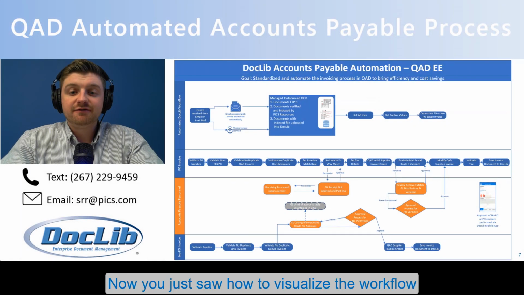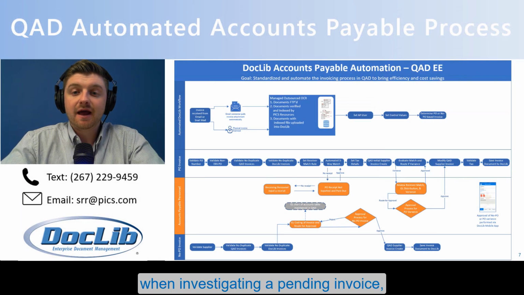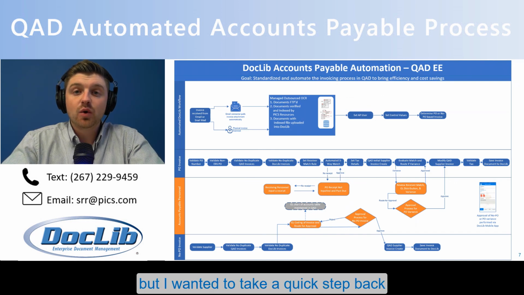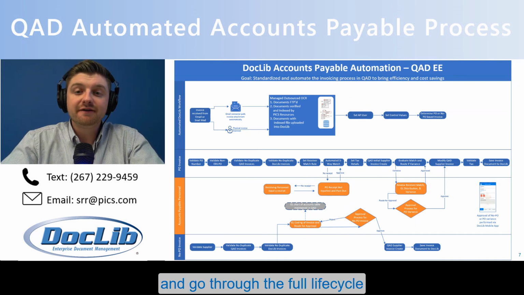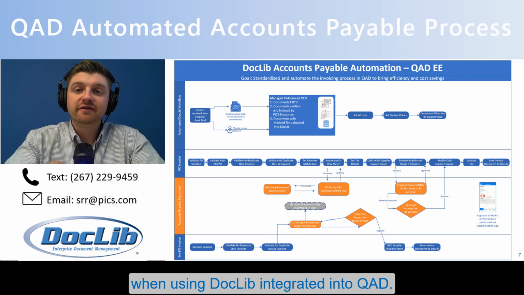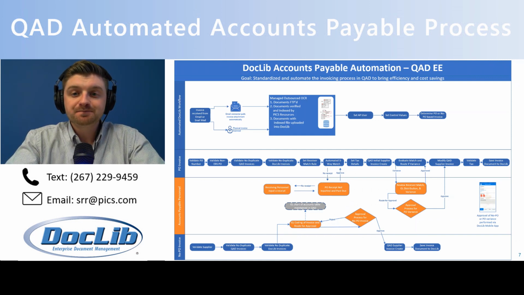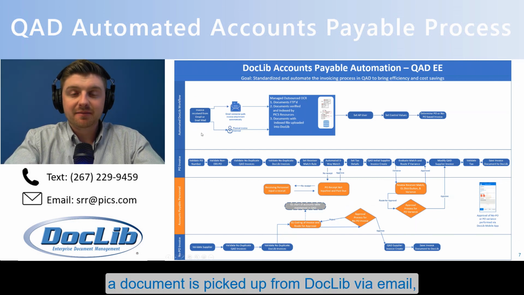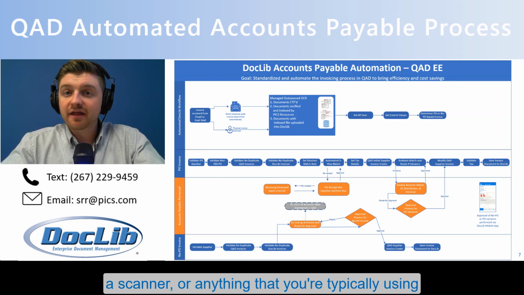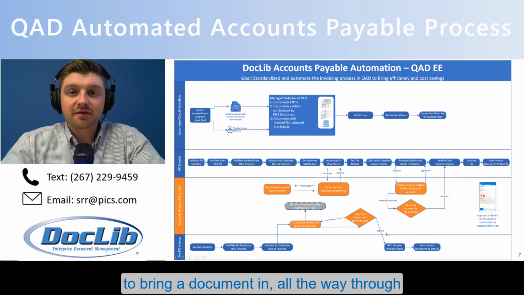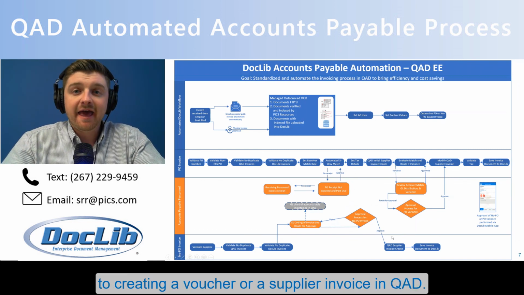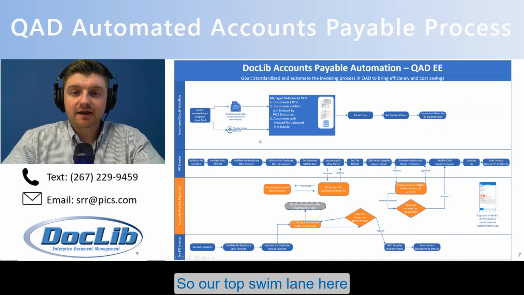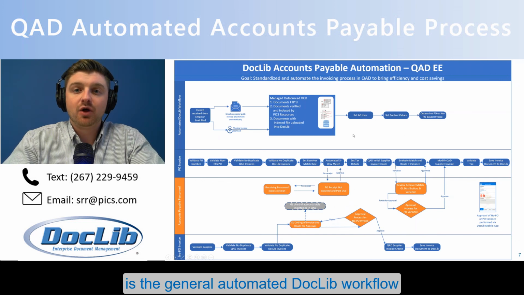Now you just saw how to visualize the workflow when investigating a pending invoice, but I wanted to take a quick step back and go through the full life cycle of an invoice for a moment when using DocLib integrated into QAD. So here we have from the first moment a document is picked up from DocLib via email, a scanner, or anything that you're typically using to bring a document in, all the way through to creating a voucher or a supplier invoice in QAD. So our top swim lane here is the general automated DocLib workflow to pull these invoices in.